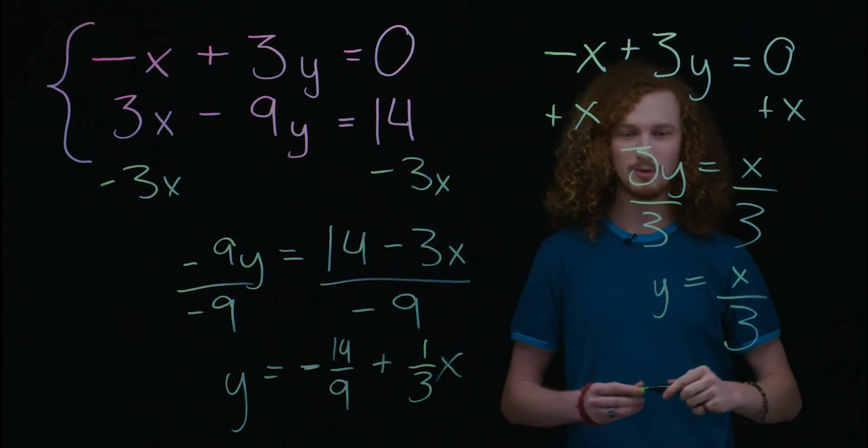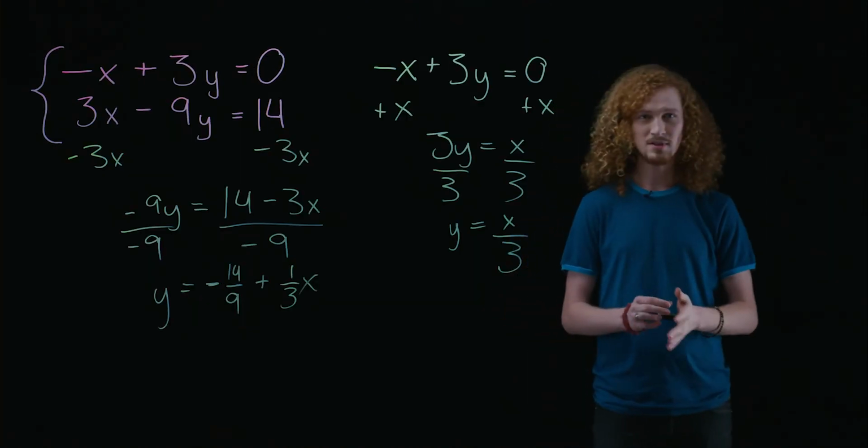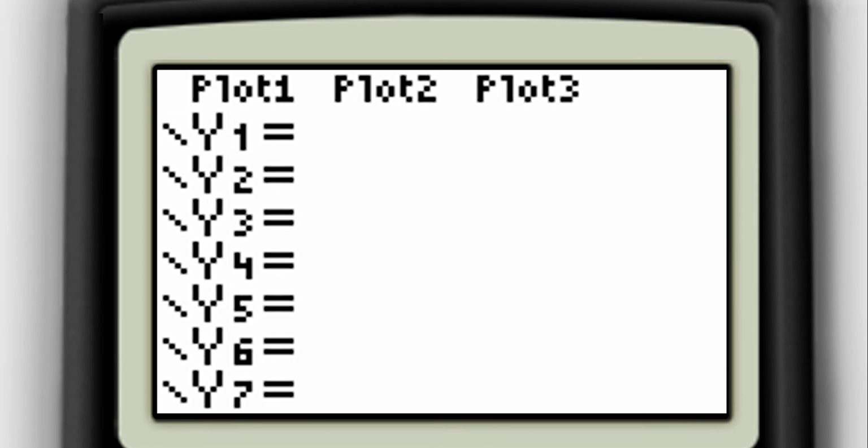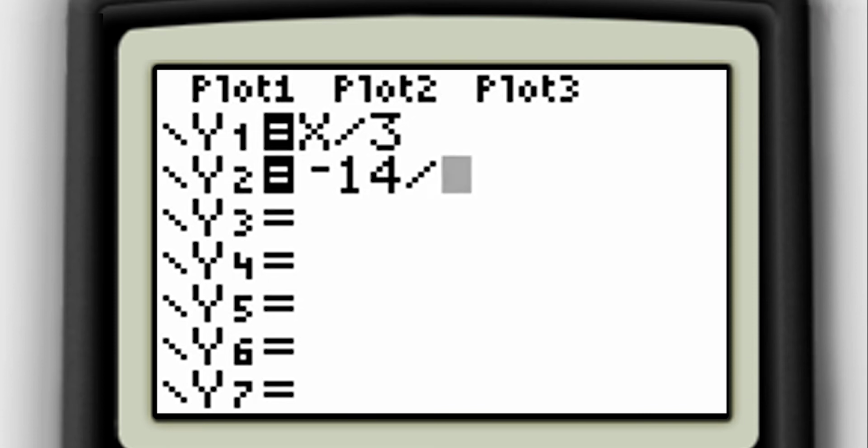So now we've got two equations, two unknowns, and we can plug this into our graphing calculator. So we open the y equals, and we'll start with this one. We can do y equals x over 3. And then on this equation, we've got y equals negative 14 over 9 plus x over 3, or 1/3 x.